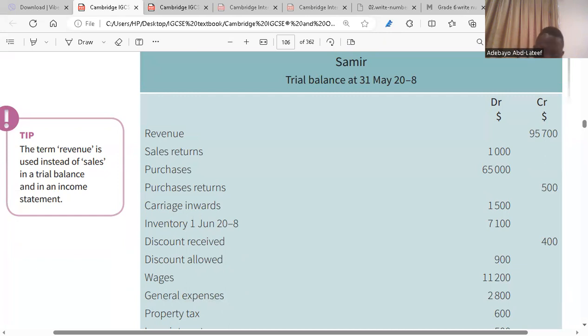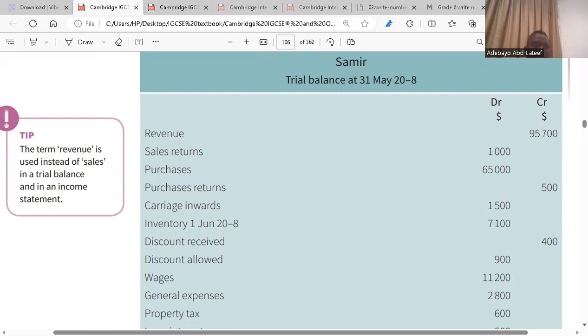So we start with revenue. Revenue is the same as sales. When you use a T account to prepare your trading, profit or loss account, the income statement, we call it the statement of profit or loss. When you prepare the trading side, the first thing is your sales. We have the debit side and the credit side. Your sales go to the credit side.